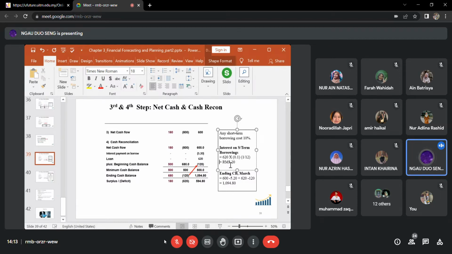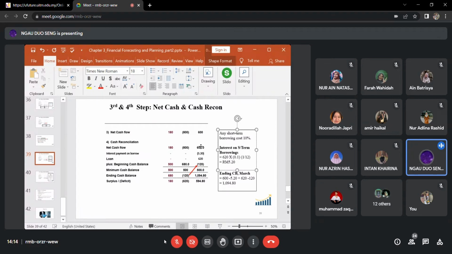Okay, this one we borrow. So we need to pay 5 ringgit 20 for the interest. So kita letak kat sini. This one is expenses, so we tolak lah. So this is the interest that we need to pay, cash outflow. Then loan kita letak kat sini 620 we loan. Right, and then plus beginning cash, kita ambil from the ending cash. Then the minimum cash adalah 500. Then ending cash, this one we have lah.